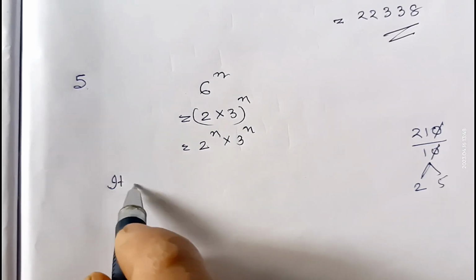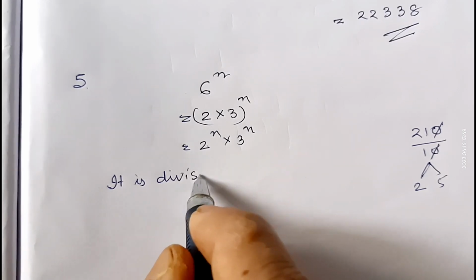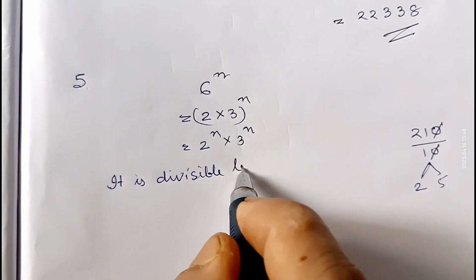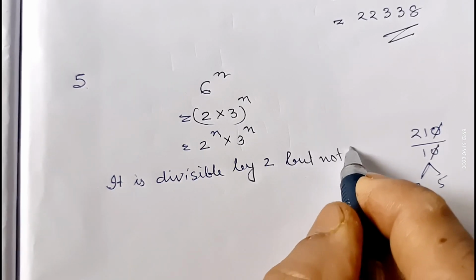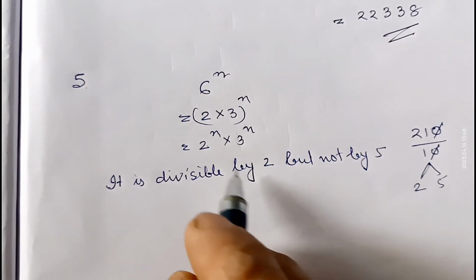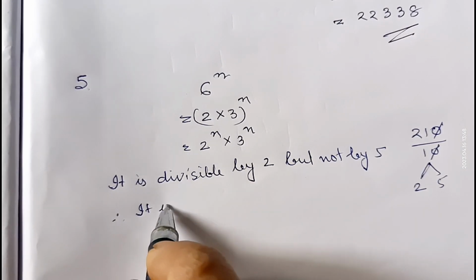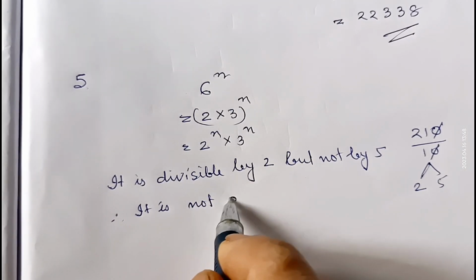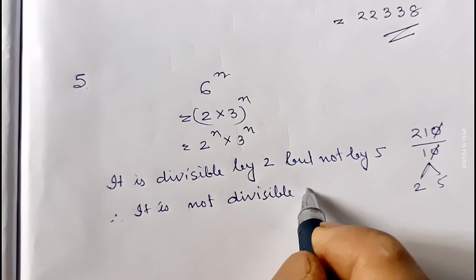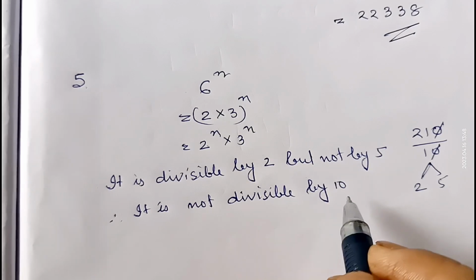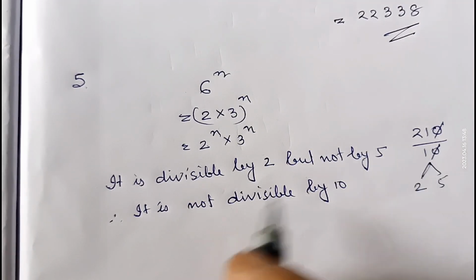So it is divisible by 2. You can divide this number by 2. It is divisible by 2 but not by 5. Since this number is not divisible by 5, therefore it is not divisible by 10. And since the number is not divisible by 10, the unit digit cannot be 0.